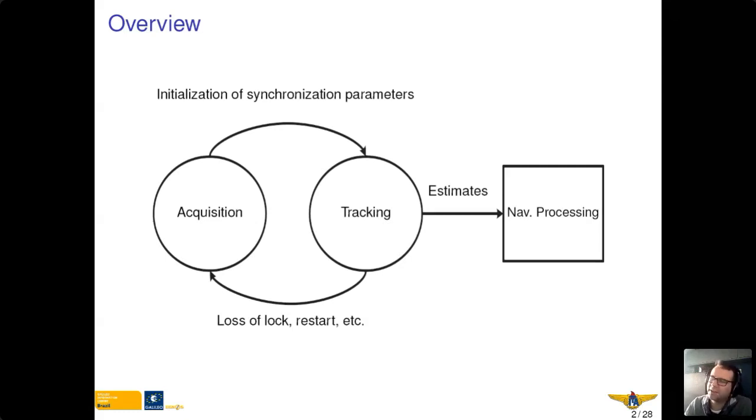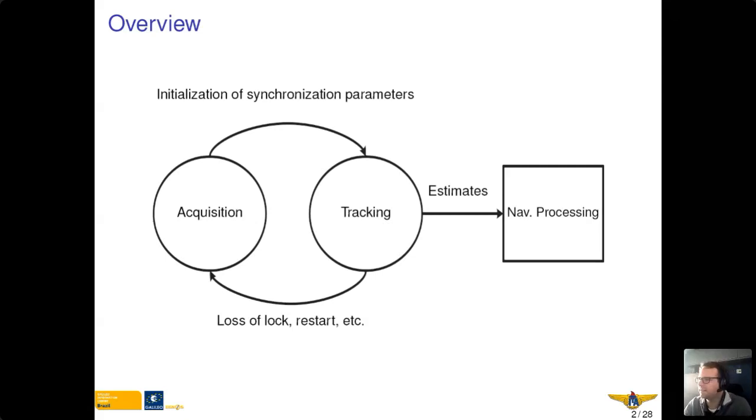This is a very simple logic. You can build a state machine also with all the different aspects. I mean, you need to detect from the tracking: am I still in lock or not? Is this still an estimate, or am I just following noise all the time? So you need to figure out: have you locked on the satellite signal? Have you lost lock? There are some methods to detect this.